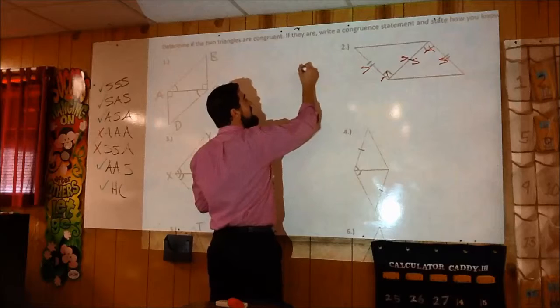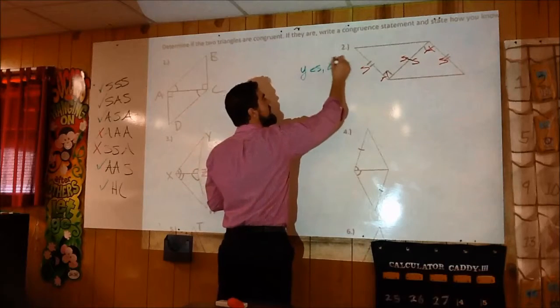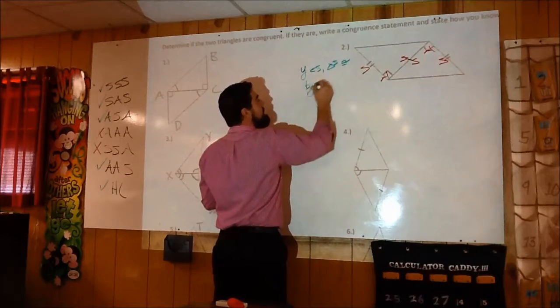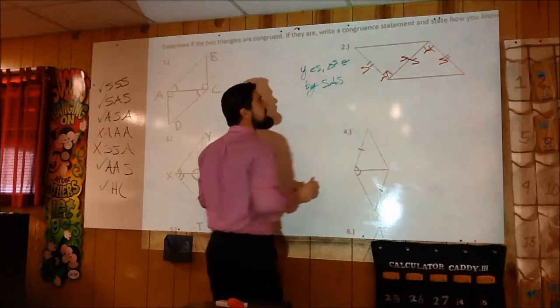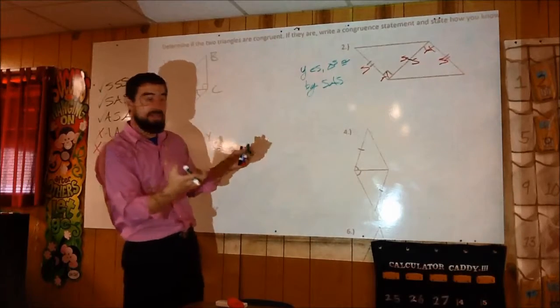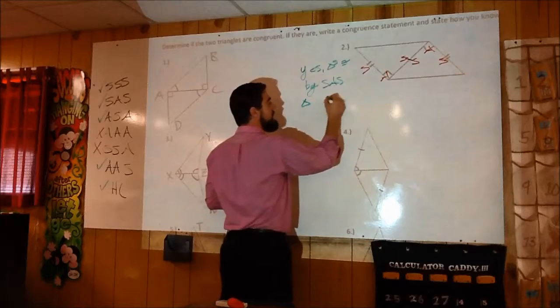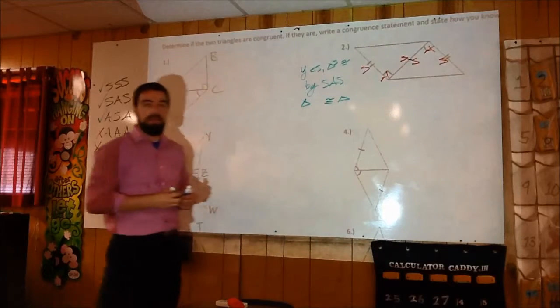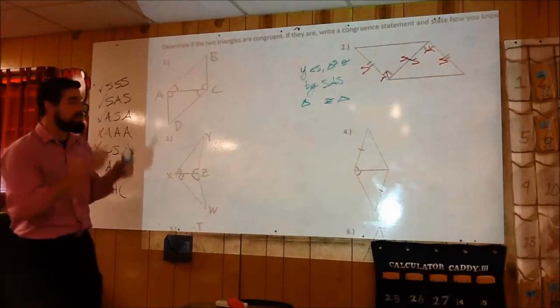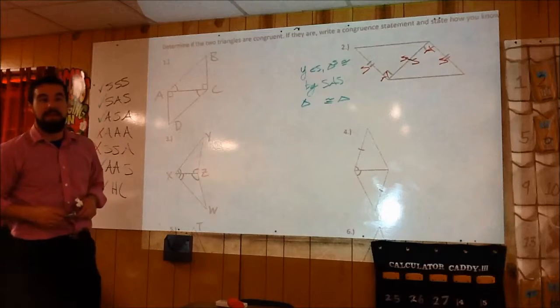So I would say, yes, comma, triangles congruent by side angle side. And if there were vertices, then we would write triangle blah blah blah is congruent to triangle blah blah blah. But we don't have those. You can just say, yes, triangles are congruent by side angle side.